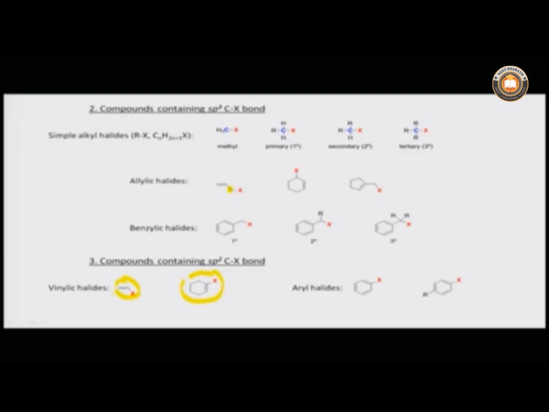Now, we call only those compounds aryl halides where the halogen is attached to an sp2 carbon, of course, but to an aromatic ring. The aromatic ring need not be benzene in all cases, it can be naphthalene, it can be any other higher order aromatic ring. But as long as the halogen atom is attached to an aromatic ring, they are called aryl halides. So, this is a very simple way of classifying these compounds.